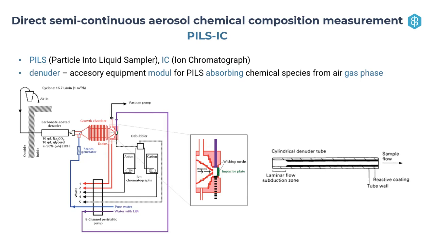Regarding these denuders, it's a tube with inner porous coating that can be varied for different purposes. The main function of this part is to cut off an influence of chemical species in gas phase, so that we measure really only the chemical composition in the aerosol particles. There can be, as I already said, different coatings. Some of them are to cut off acidic gases, some of them to cut off basic gases, and also for organic trace gases.